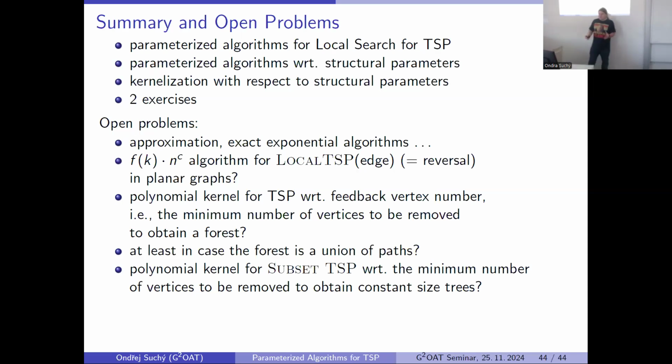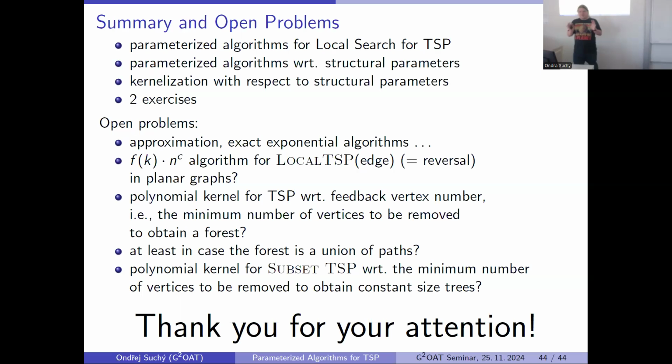And for subset TSP, I didn't speak much about subset TSP here, but we would be interested in a polynomial kernel with respect to the minimum number of vertices that you have to remove, such that each connected component of what you obtain is of constant size and is a tree, like a forest of small trees. And that's all from me. Thank you.